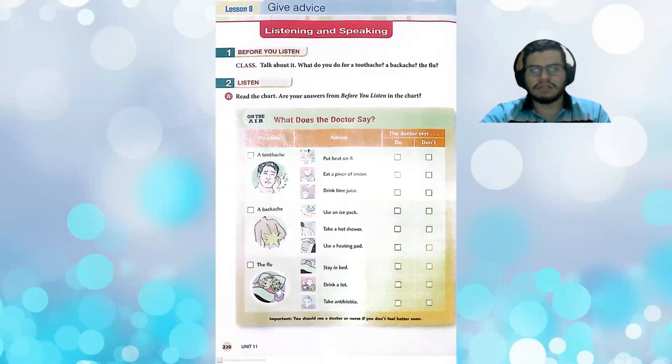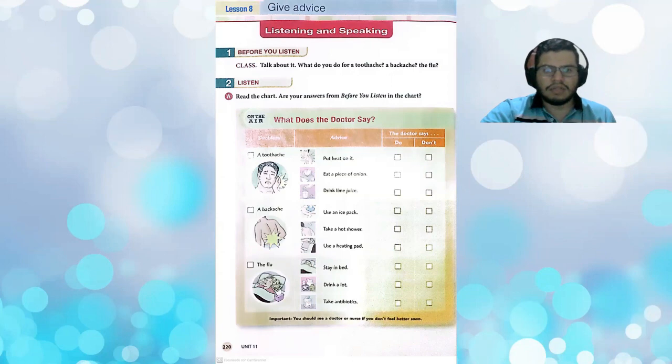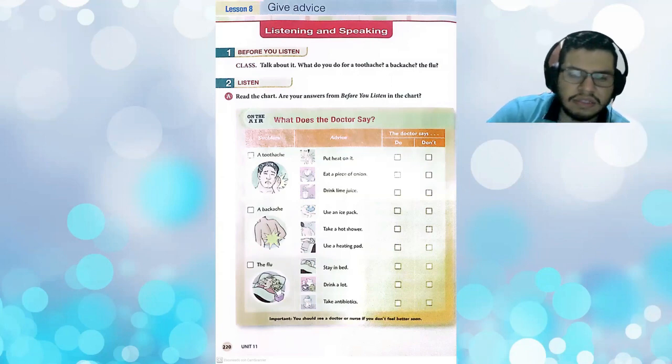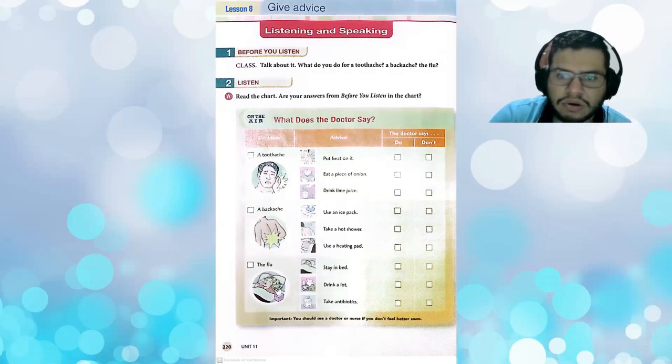Listen, read the chart. Are your answers from before you listen in the chart? What does the doctor say? For example, what's the problem? The advice the doctor says do or don't.